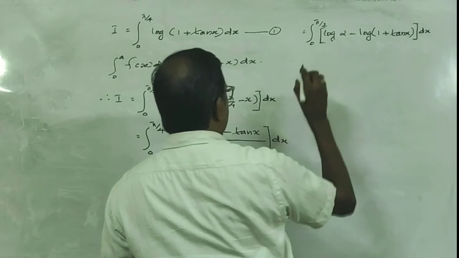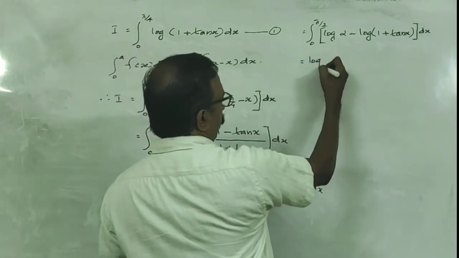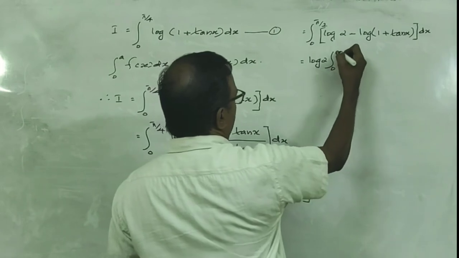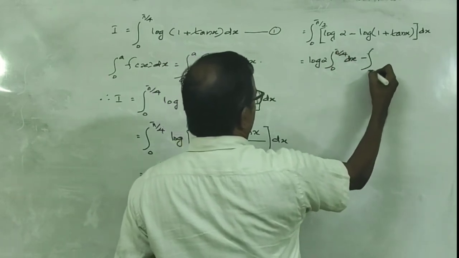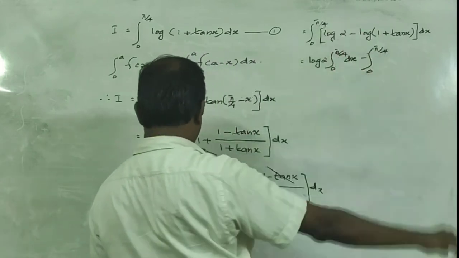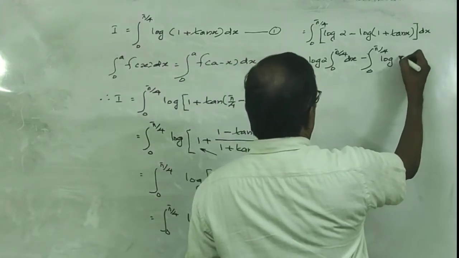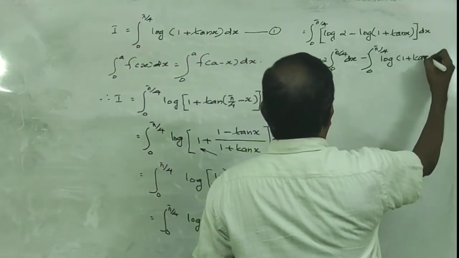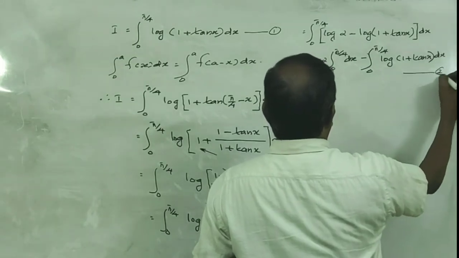Now we can split into two terms. So log 2, which is a constant, into integral 0 to pi by 4 dx, minus integral 0 to pi by 4 log 1 plus tan x into dx. This is equation number 2.